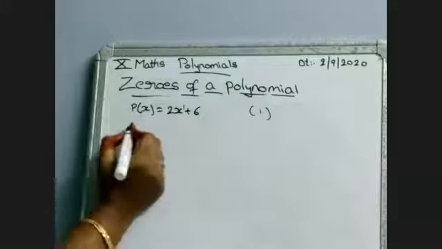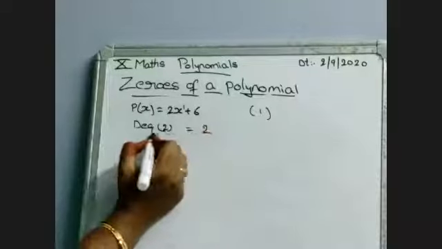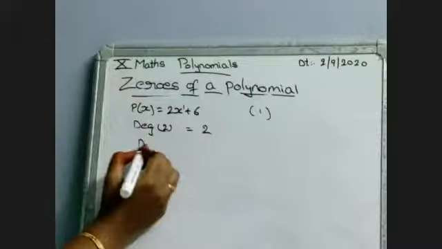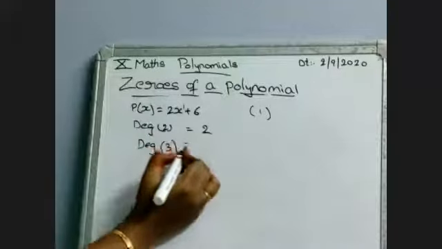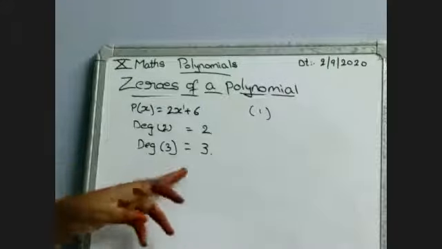Suppose the degree is 2. With degree 2, you will get 2 values, otherwise 2 zeros you will get. With degree 3, you will get 3 values, 3 zeros you will get. So it depends upon the degree, means how many degrees it has.